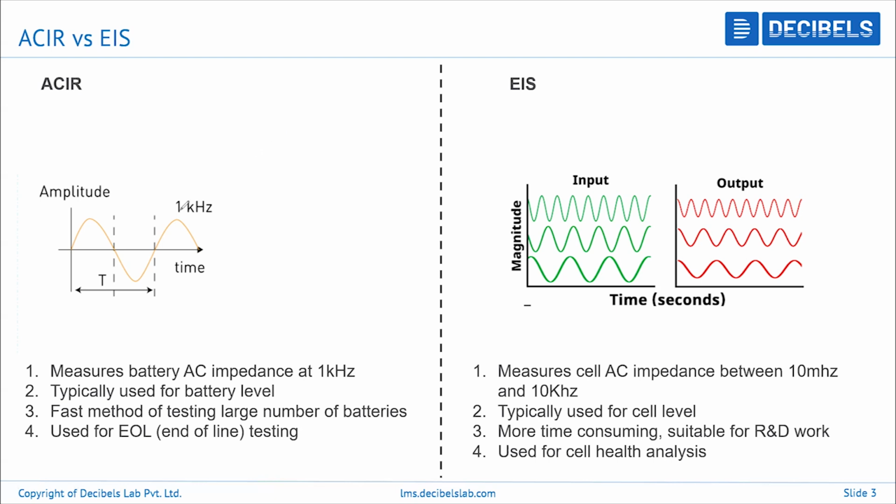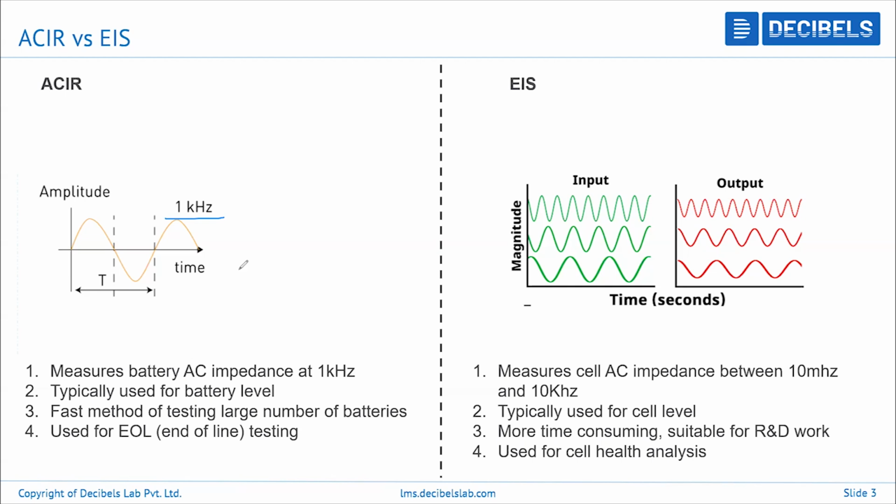ACIR is a type of test which just produces a current or voltage signal at 1 kilohertz. It's an AC signal, and with the help of two terminal wires, or two probes, we put the probes on the terminals of the battery and we are able to measure the impedance. So what type of impedance? We're measuring the AC impedance.